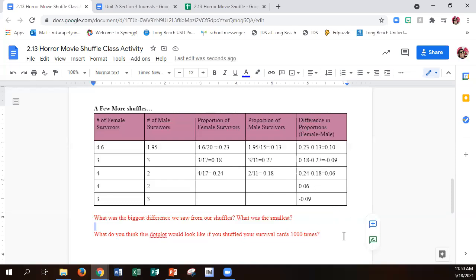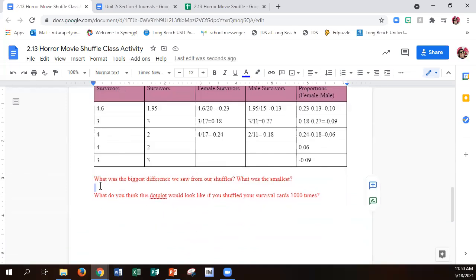So based on our shuffles, I want you to answer these questions, okay? What is the biggest difference we saw from our shuffles? What was the smallest? Difference meaning difference in our proportions. And what do you think this dot plot would look like if you shuffled your survival cards 1,000 times? Remember, in a dot plot each number gets placed as a dot. What do you think it would look like?